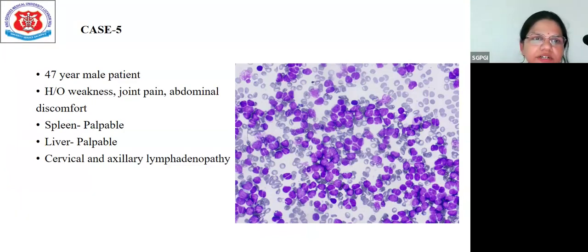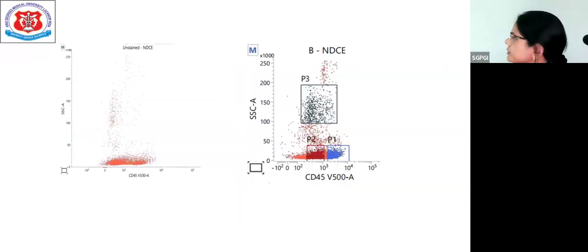This is another case, a 47-year-old male with history of weakness, joint pain, abdominal discomfort, palpable spleen and liver, and cervical and axillary lymphadenopathy. You are seeing almost medium-sized cells with a nice nuclear cleaving. So morphologically, what is it? This is morphologically a small cell lymphoma, probably small to medium-sized cells, probably follicular, probably yes.